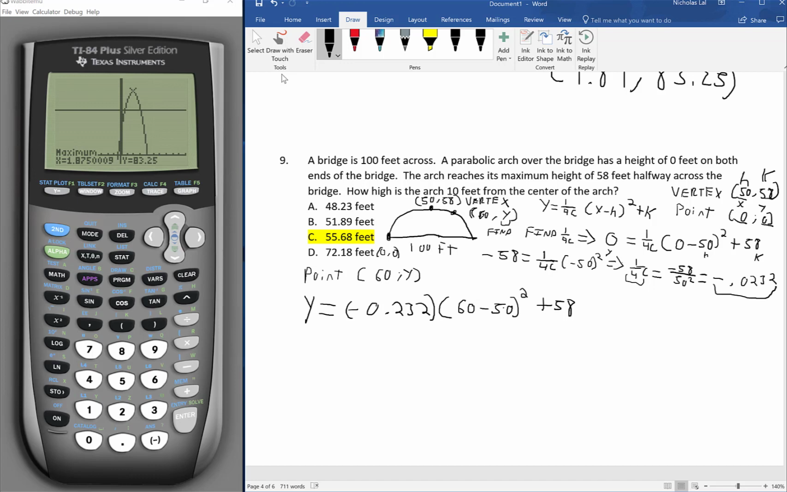So divide each side by negative 50 squared. And then 1 over 4c is going to be equal to negative 58 over 50 squared, which means this will be equal to negative 0.0232. And that's going to be 1 over 4c. Sorry, that's 0.0232 because we're doing the operation negative 58 divided by 50 squared. So this should be negative 0.0232.